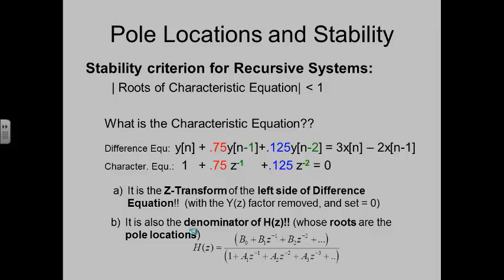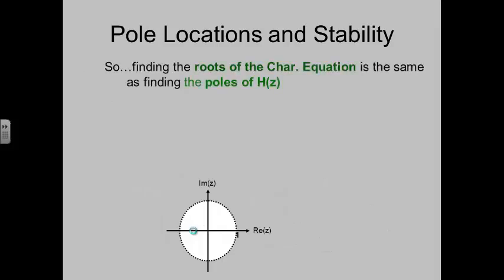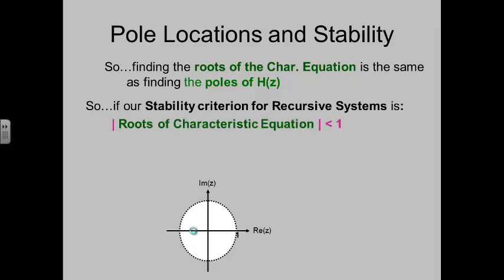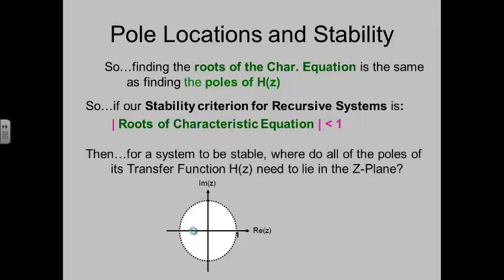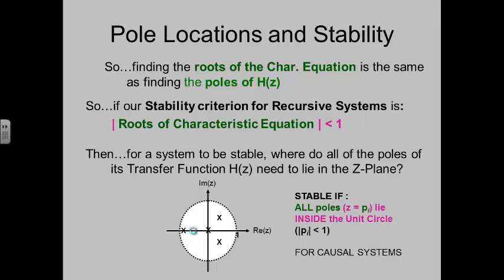So in my z plane now, real and imaginary parts, I can have poles over here if I want, on either side of the axis, but they have to have magnitudes less than one. Or, another way of saying that is, they have to be inside the unit circle. Because finding the roots of the characteristic equation is exactly the same thing as finding the poles of H of z. Our stability criterion, that the magnitude of the roots of the characteristic equation have to be less than one, could also be written: the poles of H of z have to have magnitudes less than one. Or, another way to say the exact same thing is, for a causal system, all the poles have to lie inside the unit circle to have a stable system.